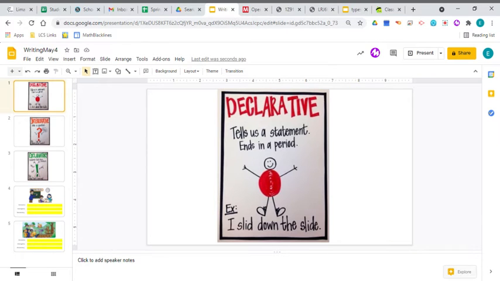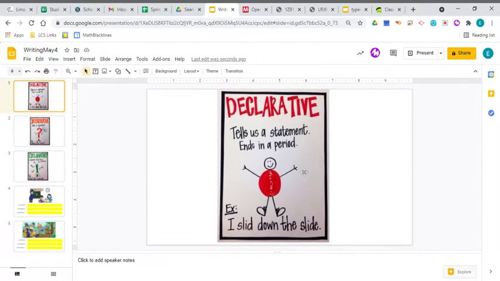Today for writing, we are going to go over the different types of sentences. So it'll just be a little bit of review. We'll go over the different types of sentences and then we'll practice writing each of the different types of sentences. So right in front of you right now, you have a declarative sentence.